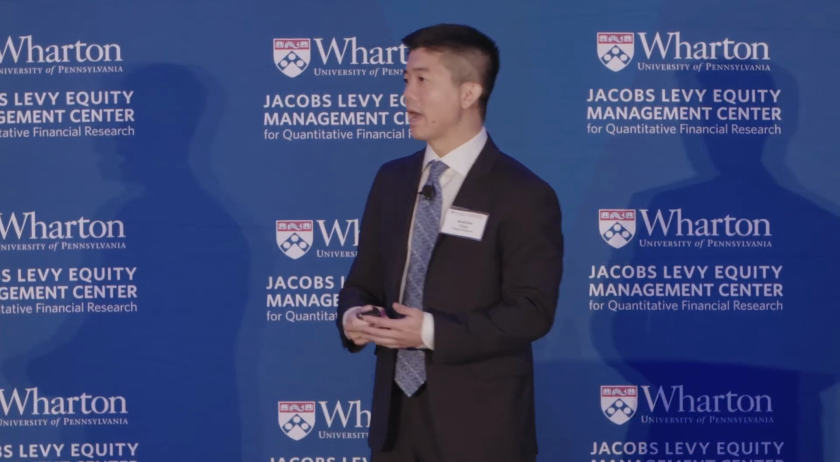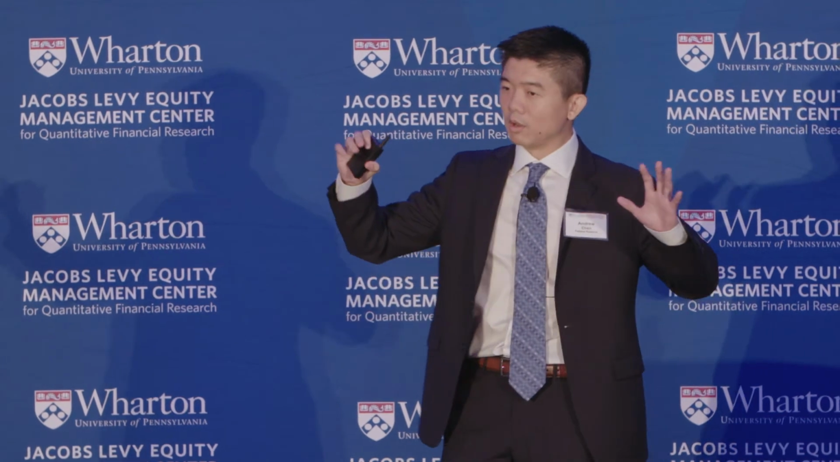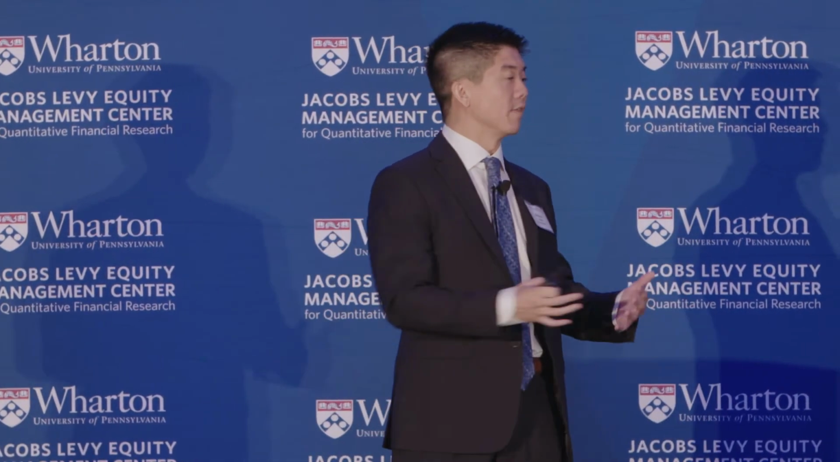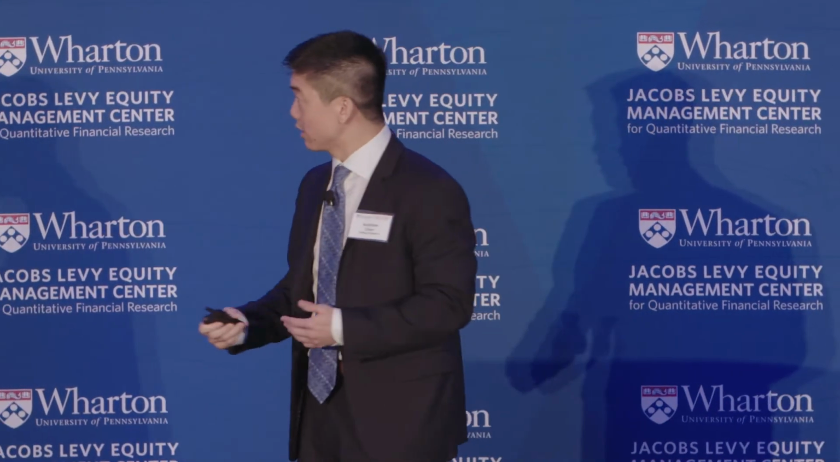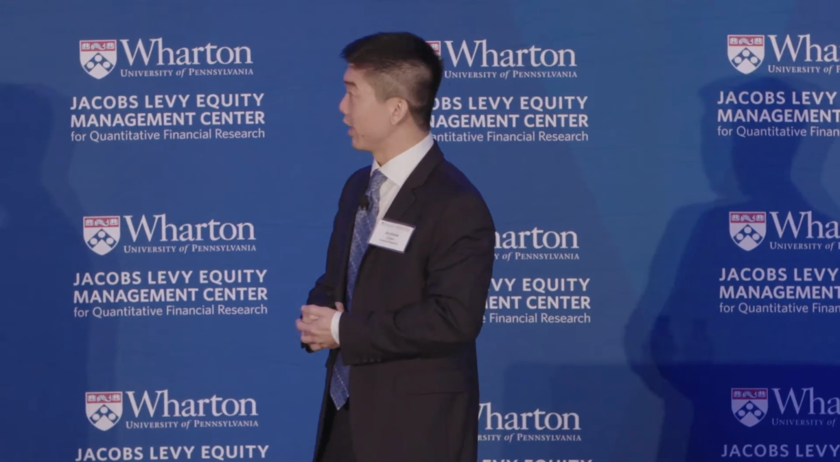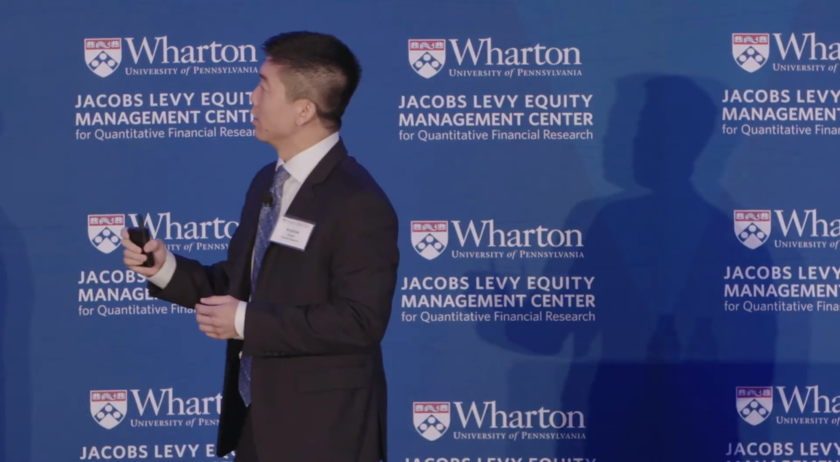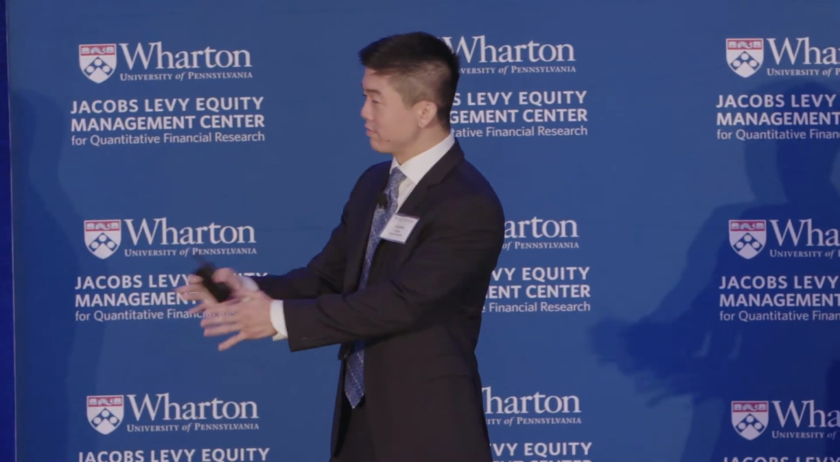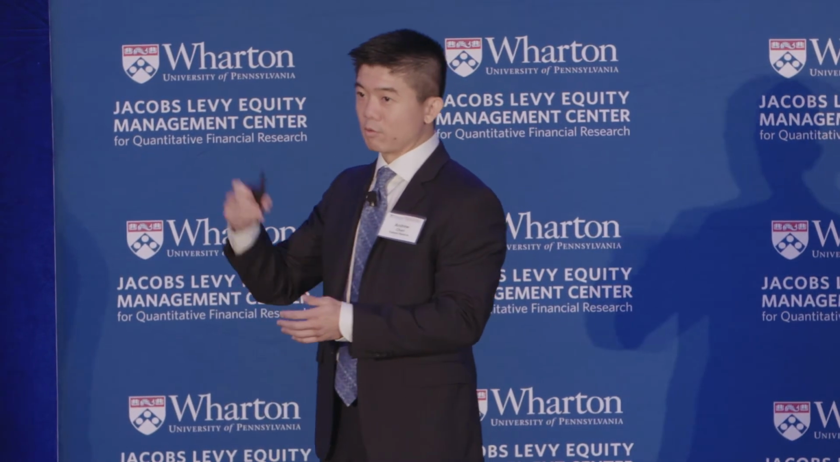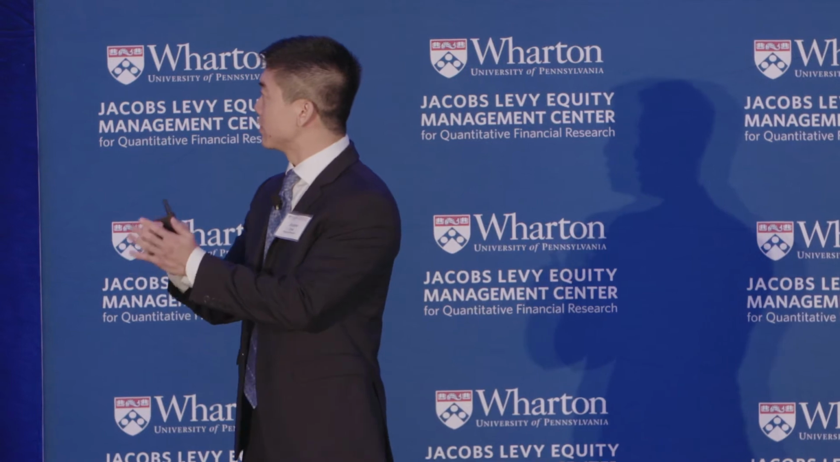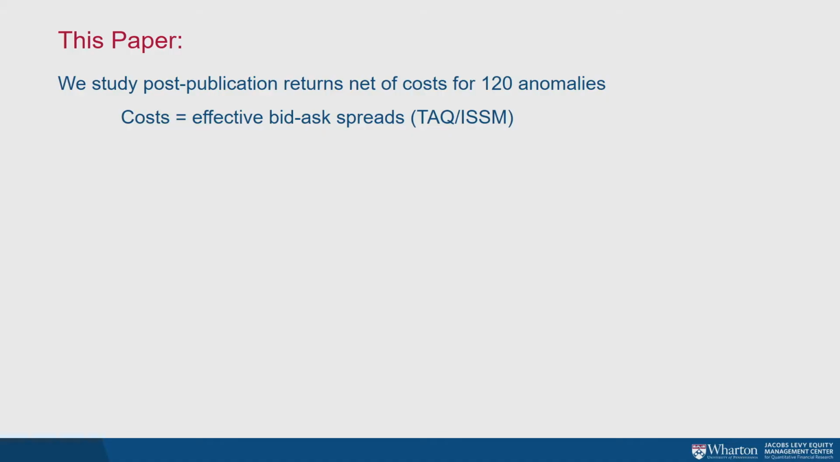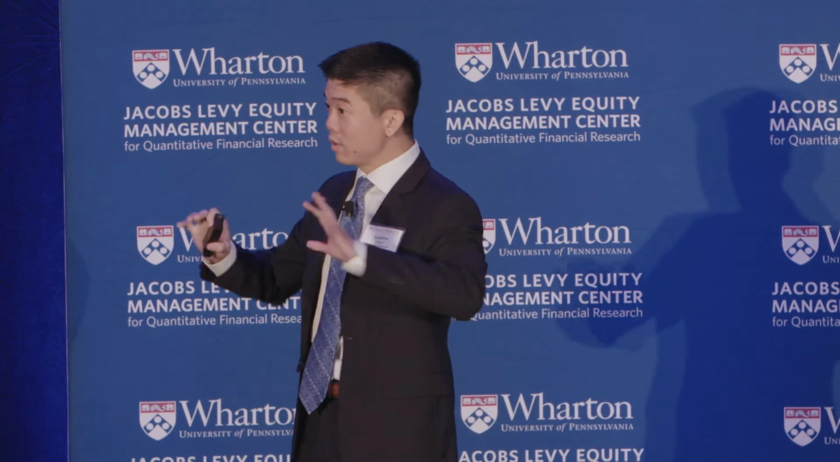Okay, this is a very difficult question, admittedly. So I'm not going to be able to answer the question for everyone, everywhere, at every time. But we'll take a large step forward. And so what we'll do explicitly is we'll study the post-publication return, so we'll remove investor learning, we'll remove data mining bias, and we'll study 120 anomalies. And our costs, we'll measure costs in a pretty strict way. We'll measure costs using effective bid-ask spreads from high-frequency data. So that's the only cost we consider.